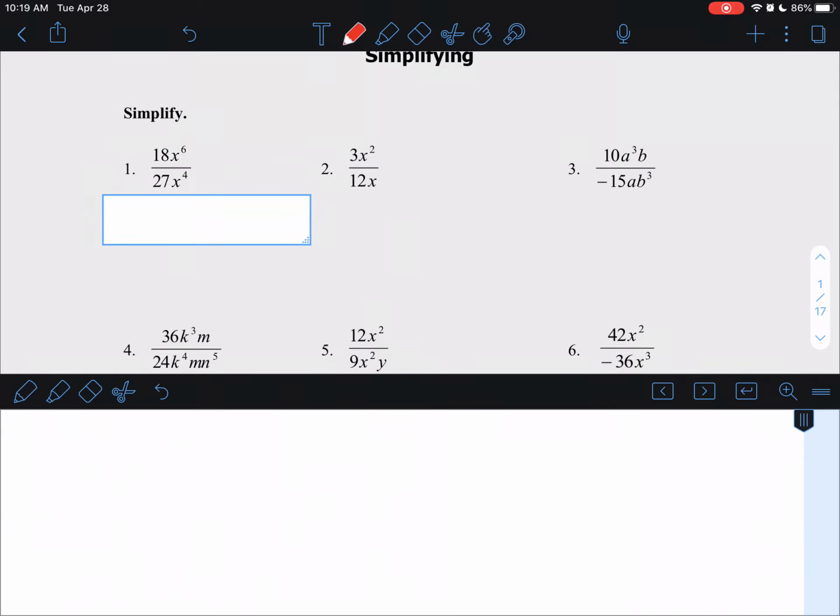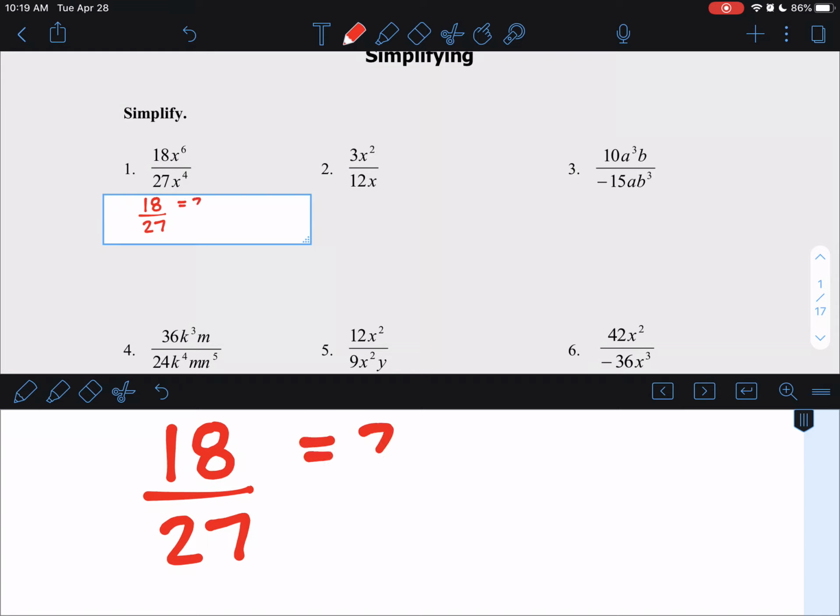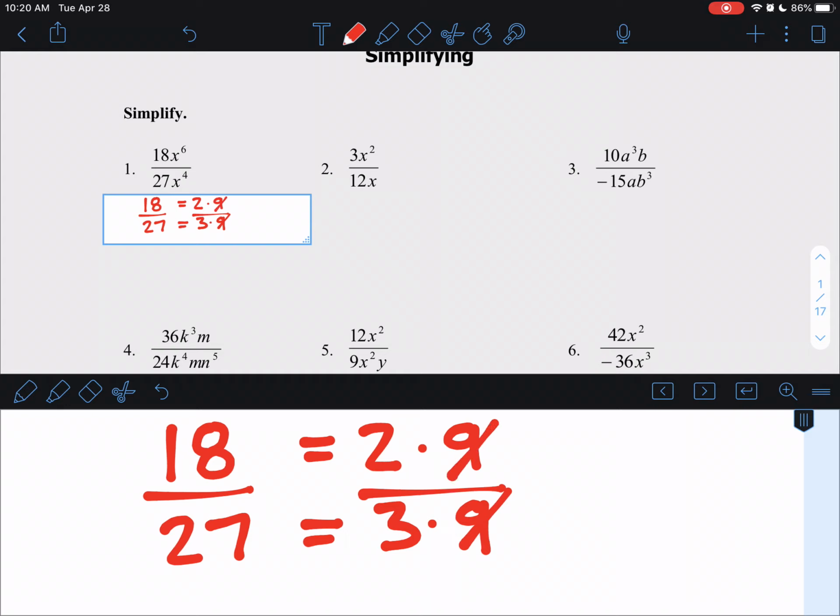So if this was just 18 over 27, I know that 18 is 2 times 9. And I know that 27 is 3 times 9. And I have 2 times 9 over 3 times 9. The 9s would cancel out, which means the fraction 18/27 is the same as 2/3. So simplifying fractions, y'all know how to do that. That was like middle school.